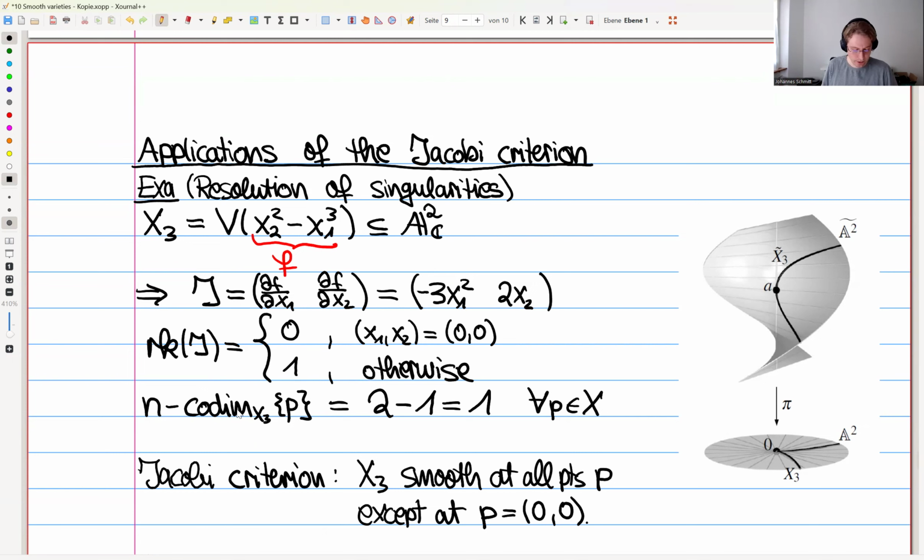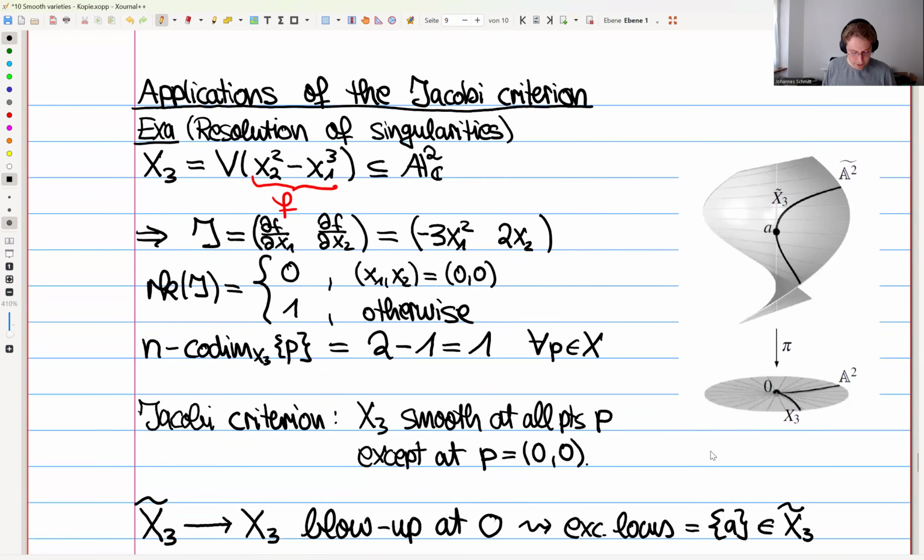In the Jacobi criterion, we had this n minus the codimension, but X3 is irreducible of dimension 1, so the codimension is always 1. And then we have 2 minus 1 is equal to 1. And so the criterion says that X3 is smooth at all points p, except at p equals 0, 0. This reflects our intuition that this is the one point where something goes wrong.